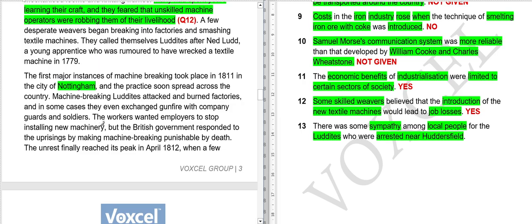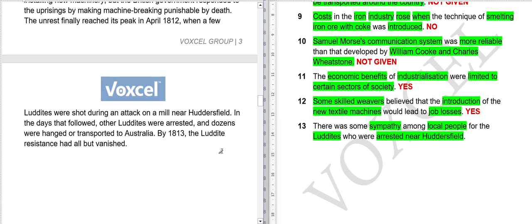The workers wanted employers to stop installing new machinery, but the British government responded to the uprisings by making machine breaking punishable by death. The unrest finally reached its peak in April 1812 when a few Luddites were shot during an attack on a mill near Huddersfield. So here is our location. In the days that followed, other Luddites were arrested and dozens were hanged or transported to Australia. By 1813, the Luddite resistance had all but vanished.